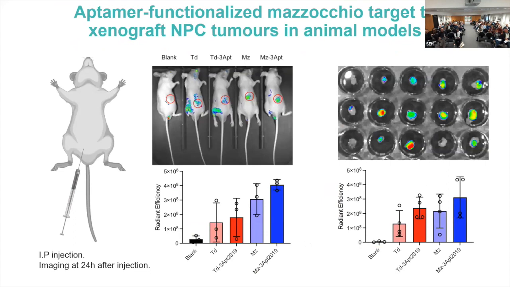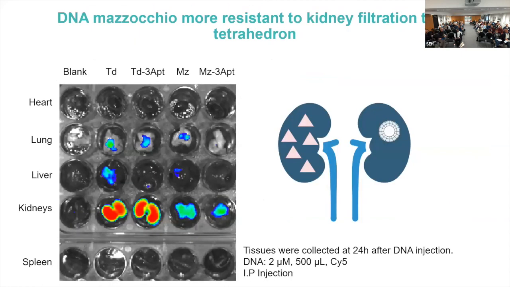We then went on to doing this with xenograft animal models, NPC tumors in mice, and you see that the maxillary, and the maxillary labeled with those NPC aptamers, is more effective than the tetrahedron in delivery to those tumors, both for the whole mouse and then for the tumors alone, taken from those mice. And it also appeared that the large DNA nanostructure is more resistant to kidney filtration relative to the tetrahedron.